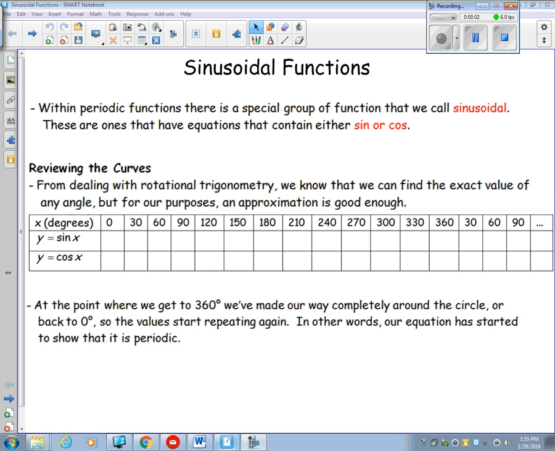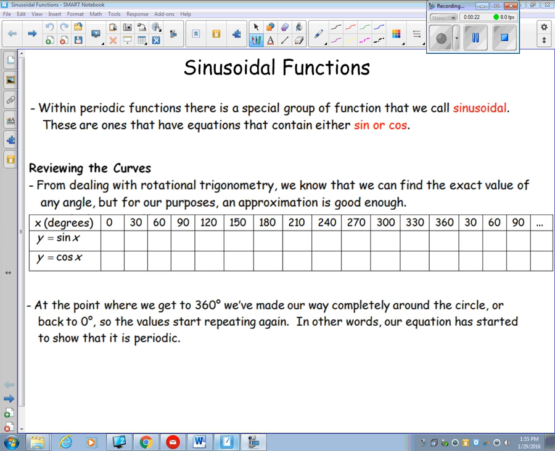Okay, the second lesson in this periodic functions unit, we're going to look more specifically today at sinusoidal functions. Sinusoidal functions are a special group of periodic ones. They're ones that in the equation themselves have the word sine or cos in them. And you should have seen these last year, but just in case you haven't, we're going to look at them a little bit more in depth today.